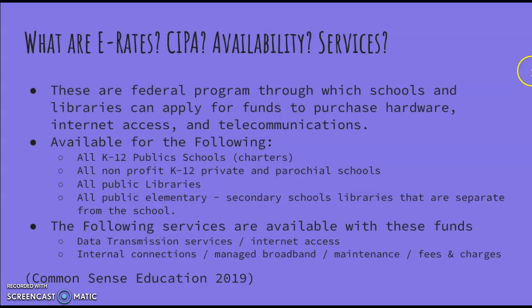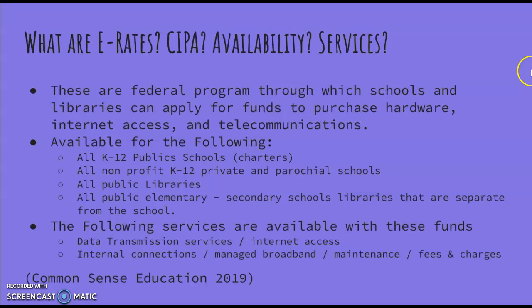So, these things are federal programs through which schools and libraries can apply for funds to purchase hardware, internet access, telecommunications. This is what the E-rates are. The CIPA is the Child Internet Protection Act, which protects students or kids while they're online. This is available for all K through 12 public schools, charters, all nonprofit K through 12, which would be a private or a parochial school, all public libraries, and public elementary or secondary school libraries that are separate from the school. So those are what it's available for.